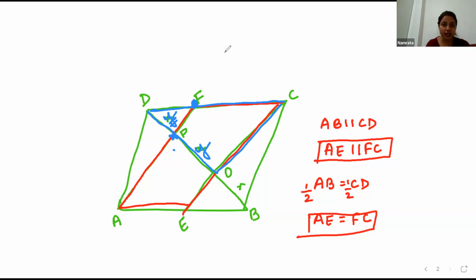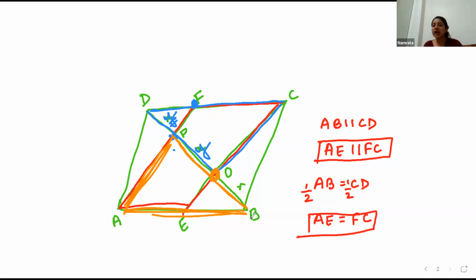Now we will take the other triangle, the orange triangle. Again, we know E is the midpoint of this orange triangle's side AB, and EO is parallel to AP. One midpoint, one parallel. That is enough for the converse of the midpoint theorem. Now the other point O must be the midpoint of PB.